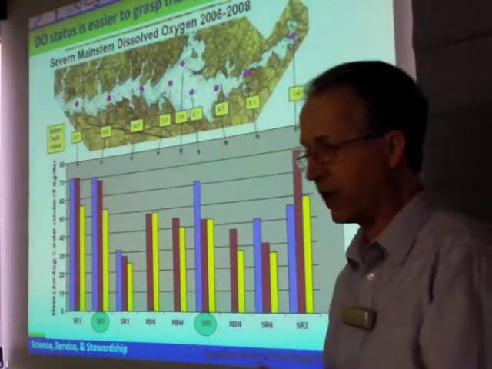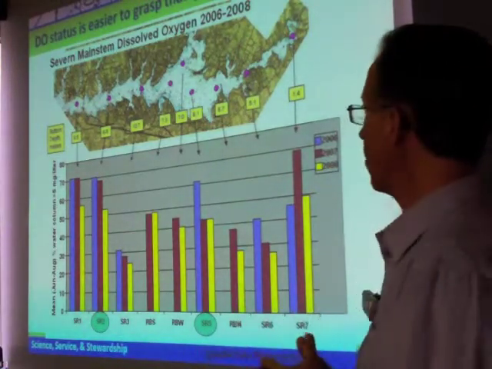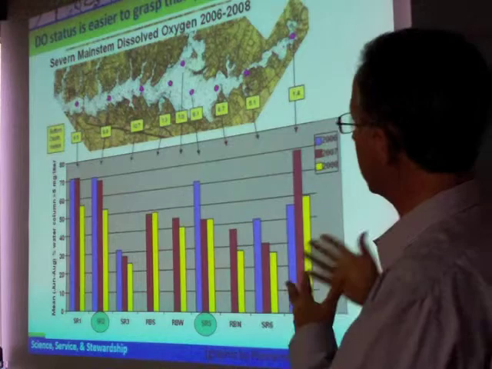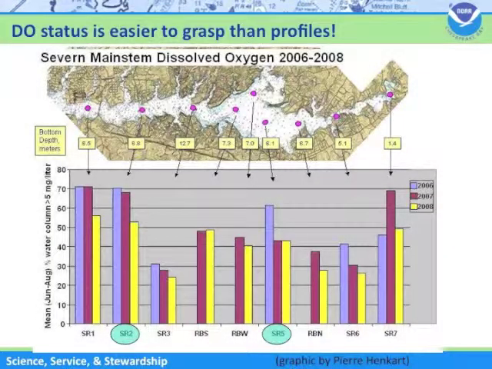Pierre and I and others have looked at other ways to summarize dissolved oxygen data that are more accessible. This is a figure that Pierre Henkart made that I really like, where he combines a map showing the station locations with a graph below it where they correspond. This works really well for a long, skinny river like the Severn. It doesn't work as well for the Magothy.